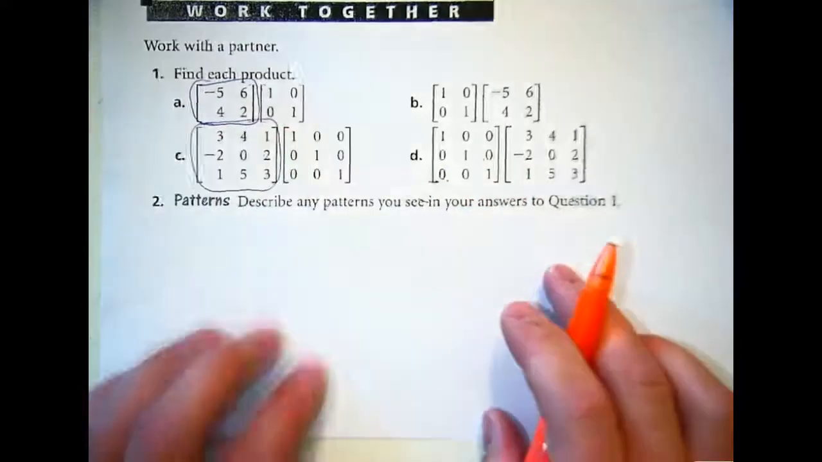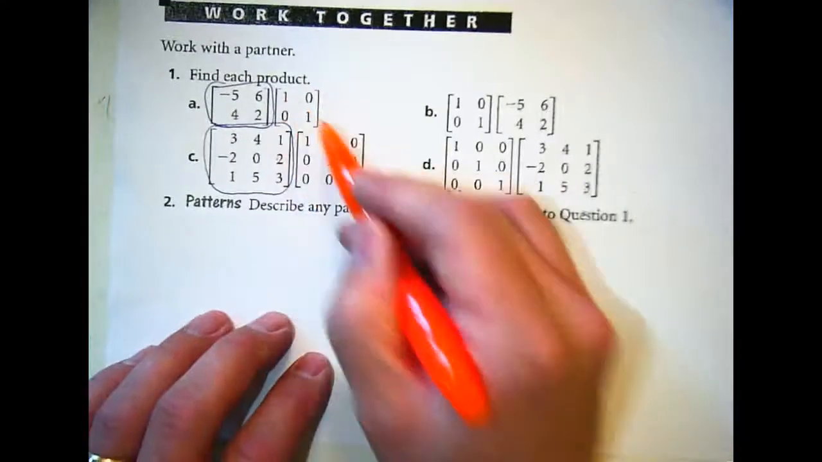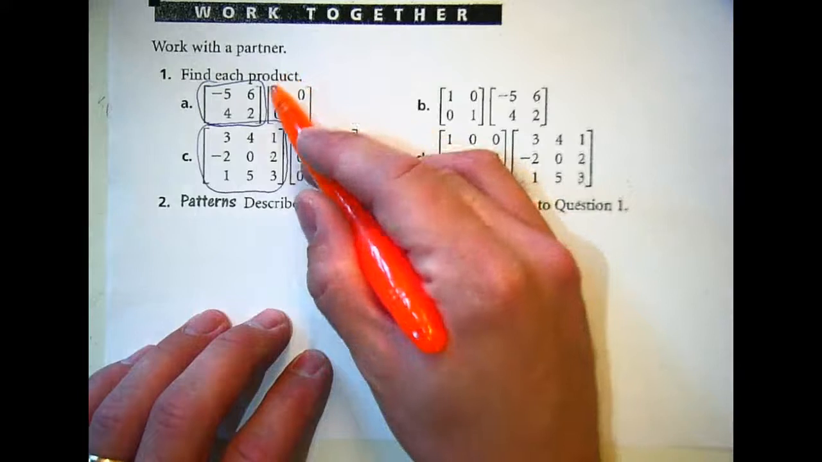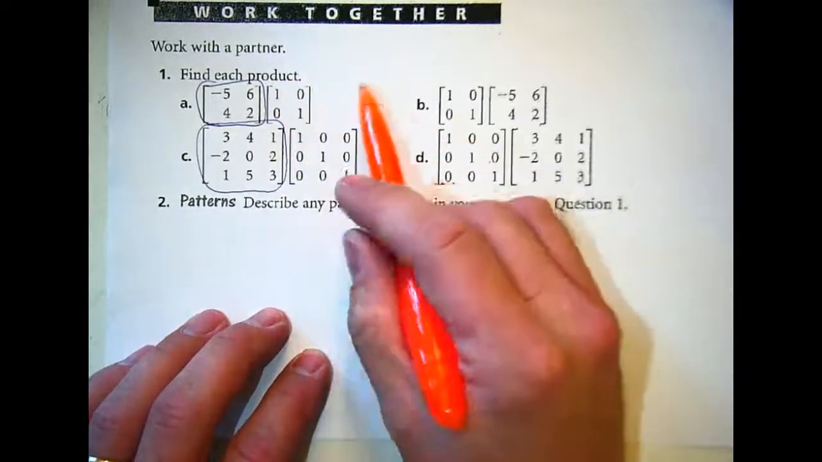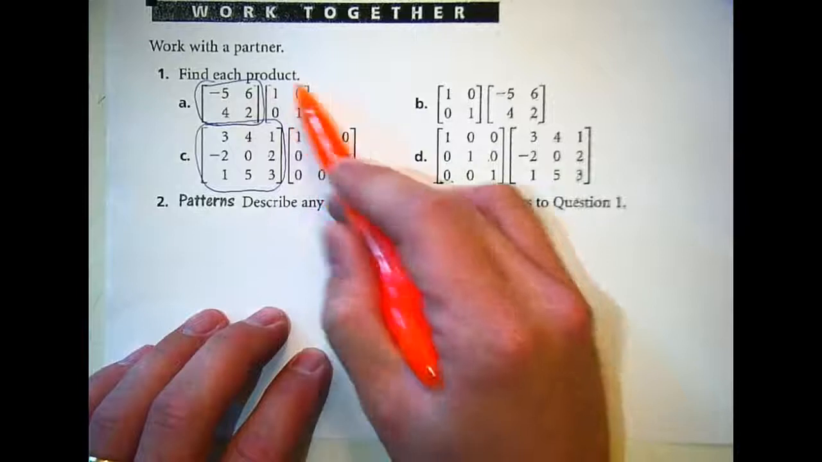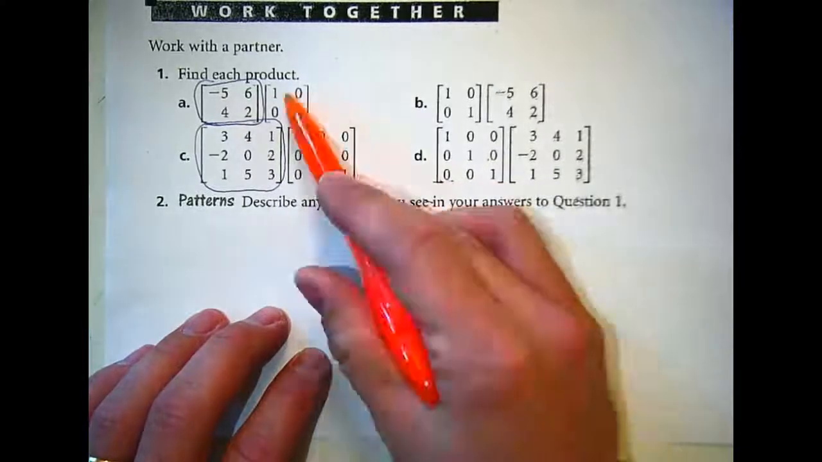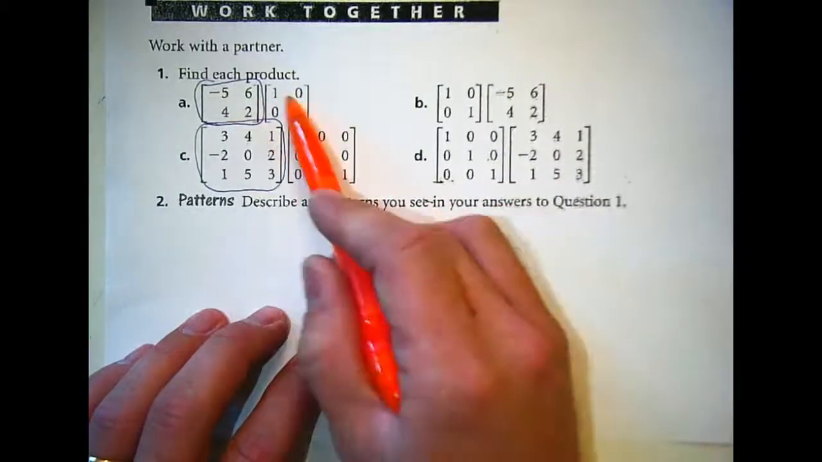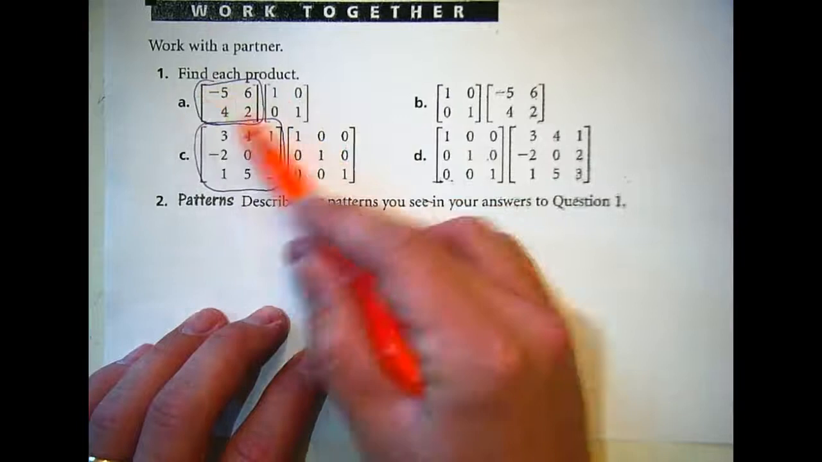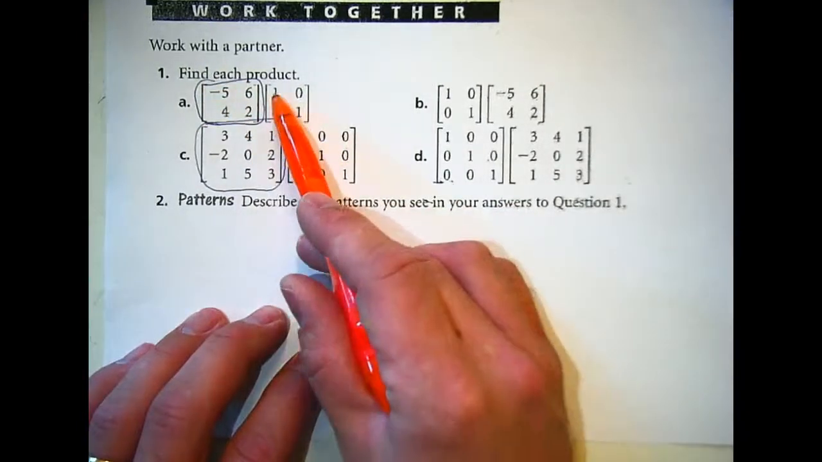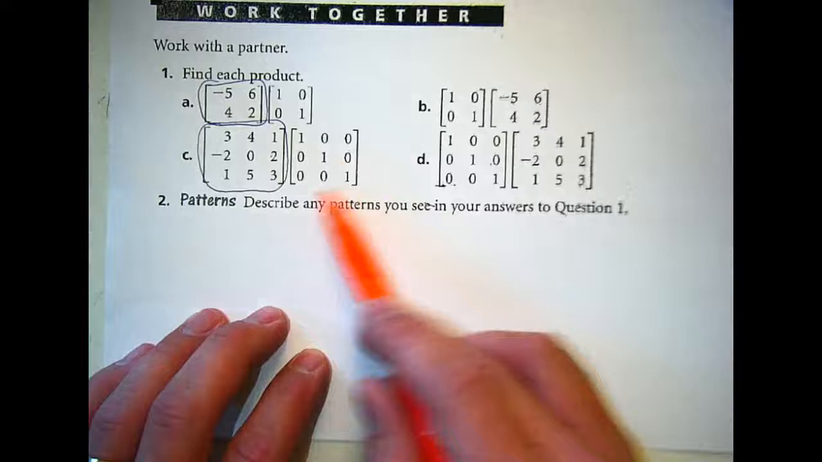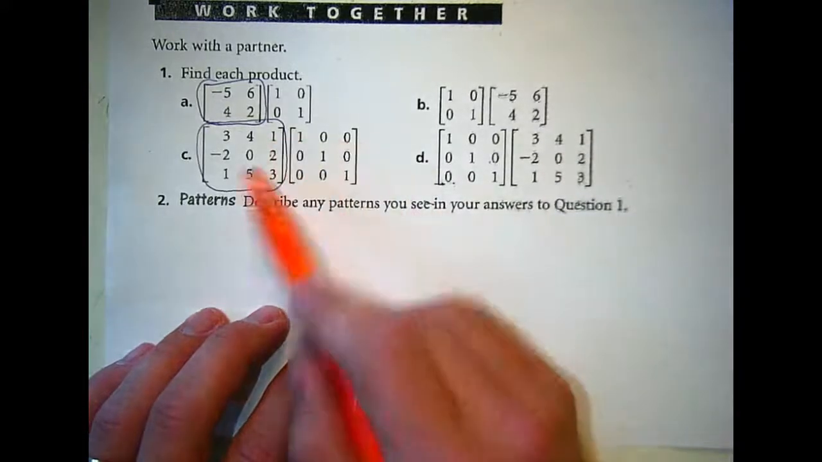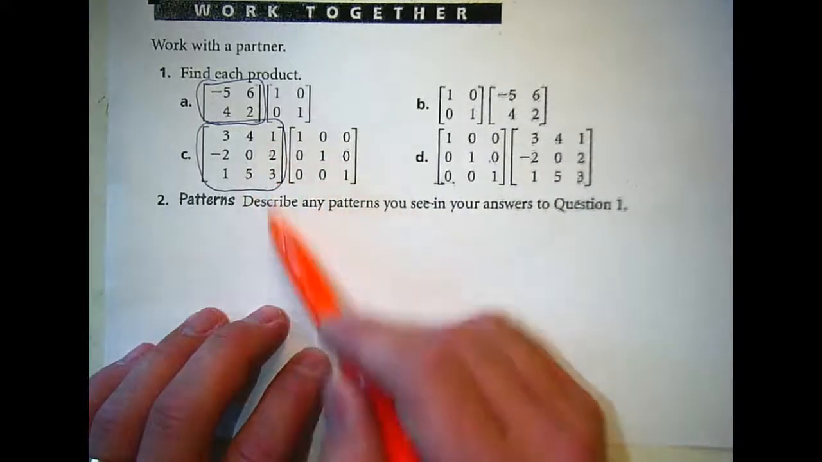Now we've talked about this matrix right here before, the diagonal ones going from left to right, everything else being zeros. We've talked about this being the same thing as the value of 1. So it's like multiplying your matrix by 1. It doesn't change the value. So when you have that diagonal set of 1s going from left to right and everything else is zeros, it doesn't change the value of what you're multiplying by.